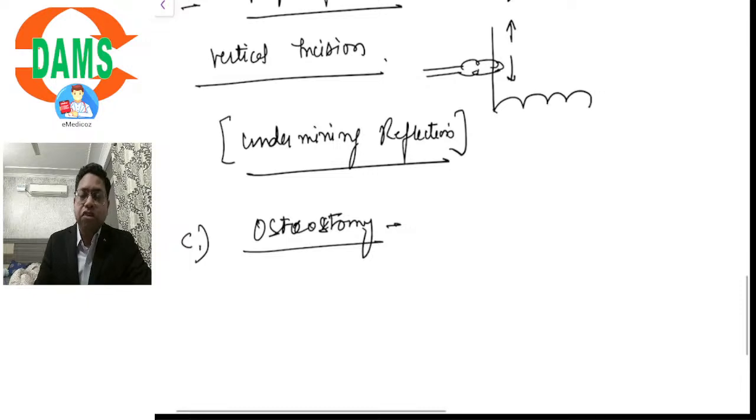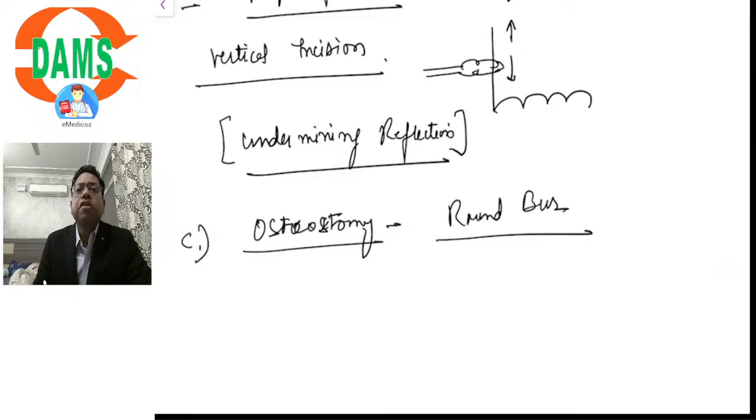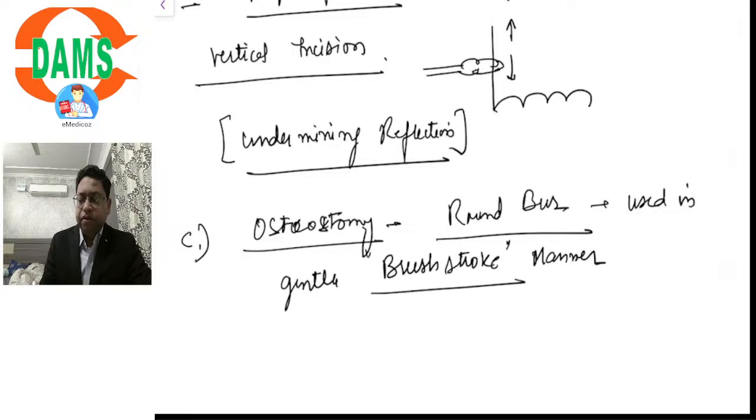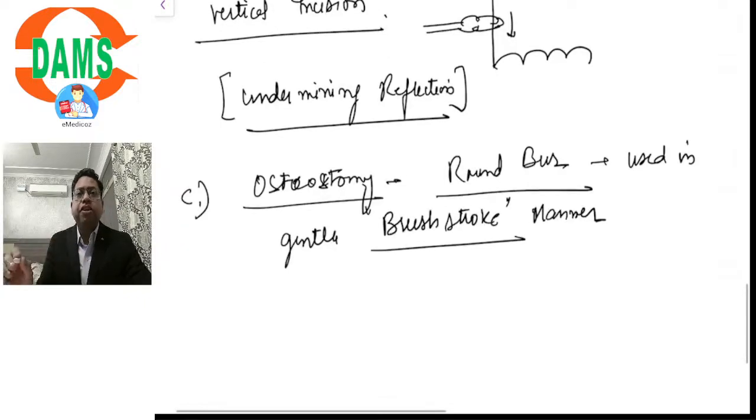So the best suited burr is a round burr. Round burr is best suited to create an osteotomy, and it is used in a gentle brush stroke manner. Gentle brush stroke manner should be used to create a bone window.